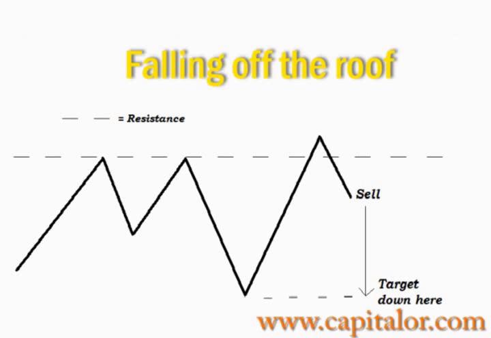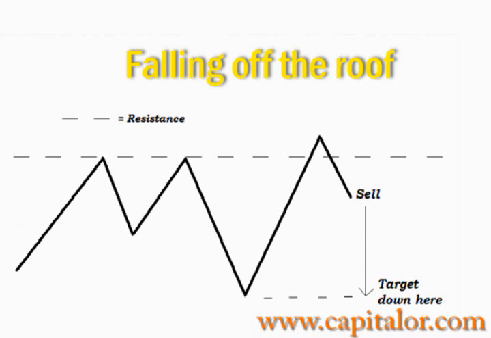Falling off the roof. The phenomenon of the pattern known as falling off the roof could be described as that if price gets above resistance but fails to hold a new high, it is going down again. And on the image I am showing you where it says sell, that is the point where you have to sell, and where it says target down here, that is the point where you will get your profit.